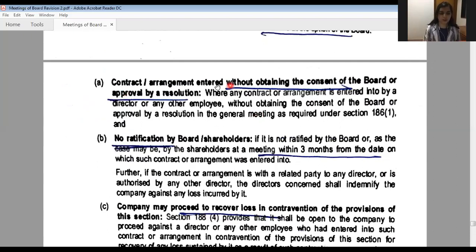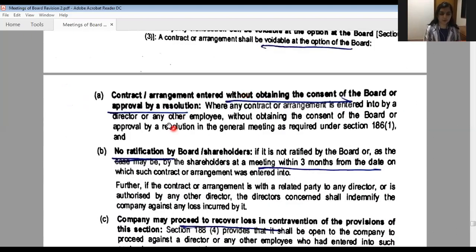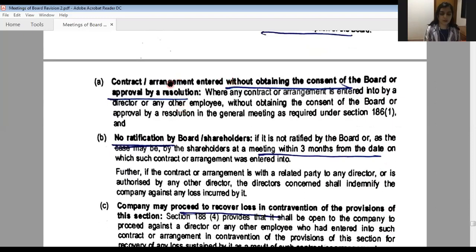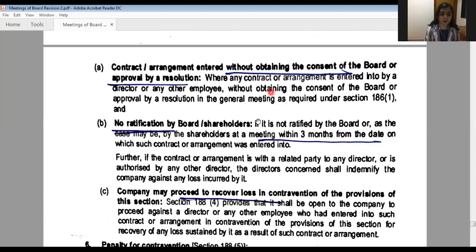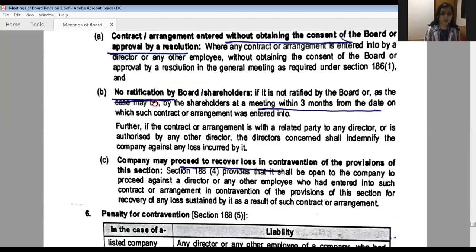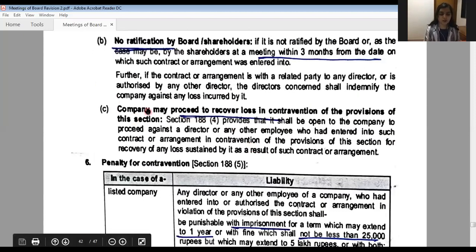Second, when can it be voidable? First is contract or arrangement is entered without obtaining the consent of board or approval by resolution. Then the contract or arrangement shall be voidable at the option of board. Second is no ratification by the board or shareholder at a meeting within 3 months from the date on which such contract or arrangement was entered. Then the third, the company may proceed to recover loss in contravention of the provisions of this section.